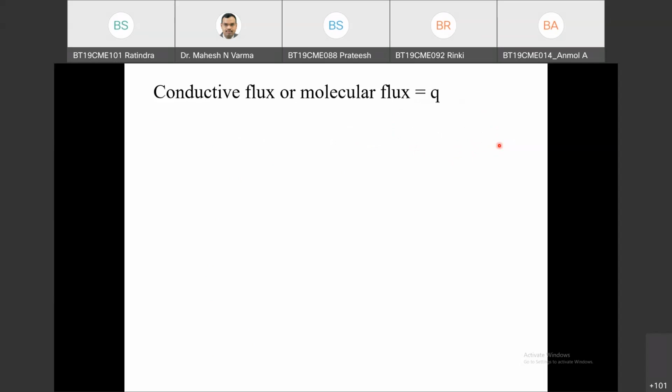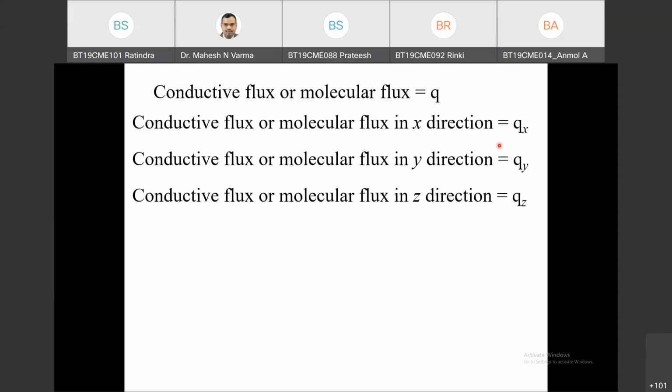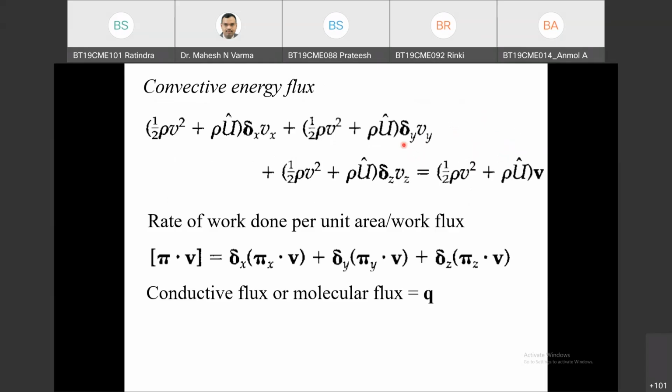Conductive flux, you know the Fourier law of heat conduction. So Qx is the x conductive flux, y conductive flux, and z conductive flux. Now this is all we have discussed. This will be a convective energy flux. This will be a conductive energy flux, and this will be a work flux associated with molecular transport. Whenever there is a convection, this will accompany it, and then conduction will be there.